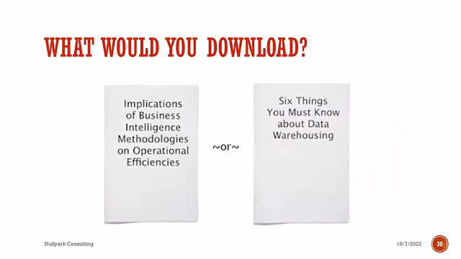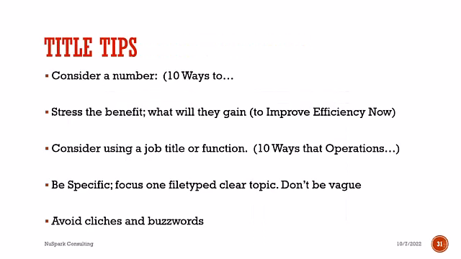So, a little fun here. What would you download? The left or the right? You want to make it simple. People only have a few seconds to understand what it is. Consider a number in your topic. Stress the benefit. What would they gain out of it? Consider using a job title or function in the subject line. Be specific. Focus on one clear topic. Don't be vague.